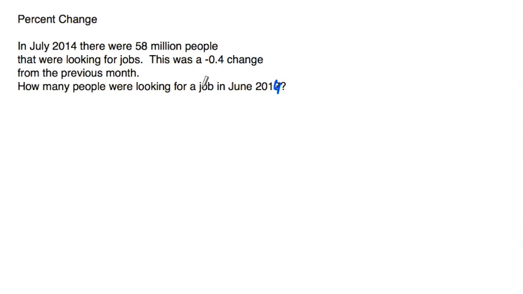All right, so you started in July. Previous month was June. Now this, you have to be careful. This is literally a percent change. So it jumps right into the percent change formula. This 58 million people, is it the new one or is it the old one? Well, this is a change from June to July, so this becomes the new value. Compared to the old value is a negative 0.4% change compared to June.